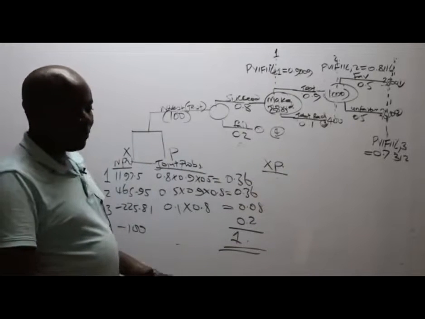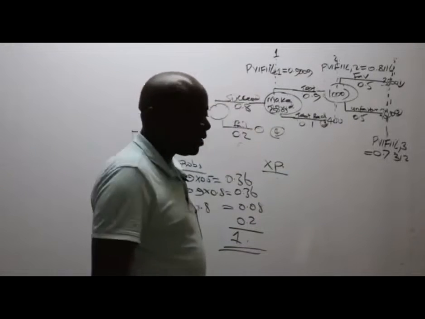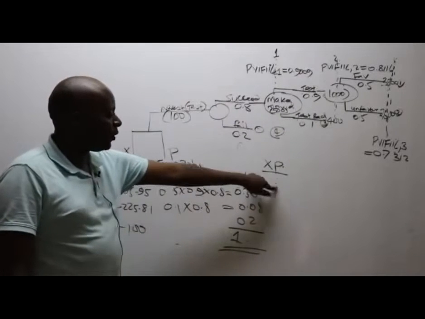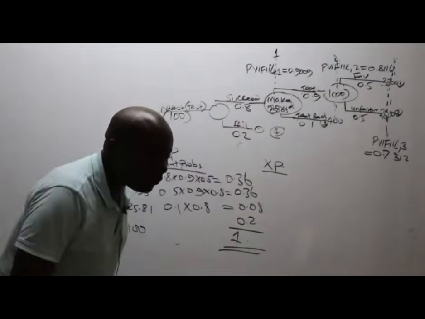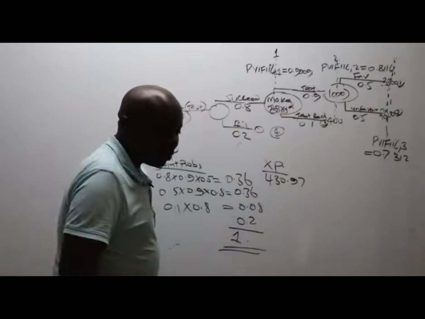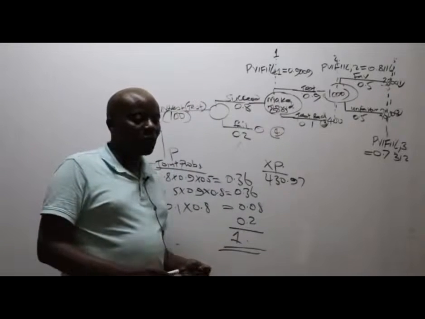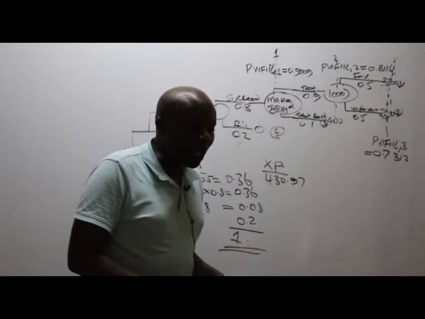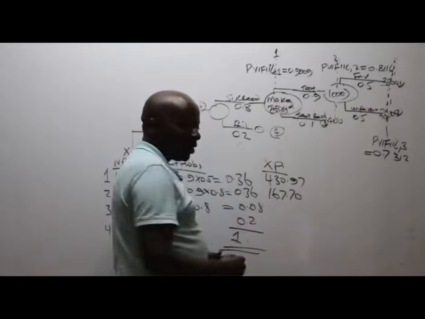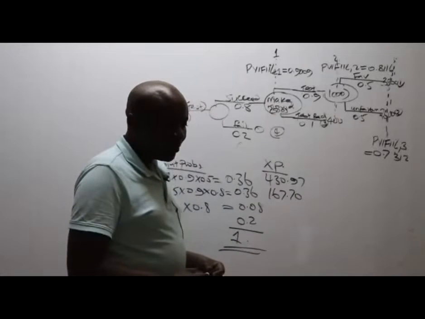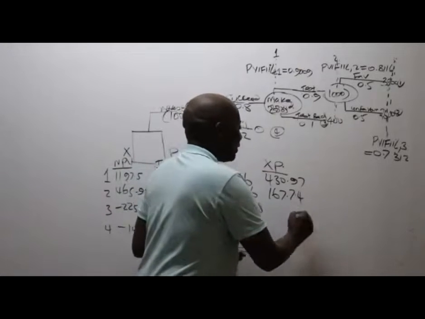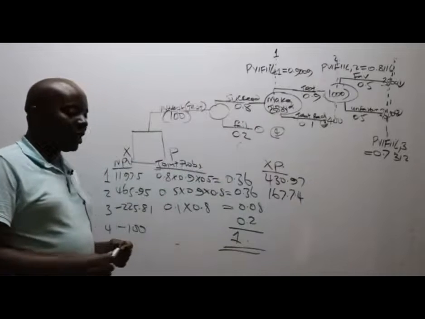Give me a figure to write here very fast. So we have here this times this, giving me what figure here? We have 430.97, 2 decimal places. Thank you very much. Then we have 167.70. Then 167.74, and then we go to branch 3.